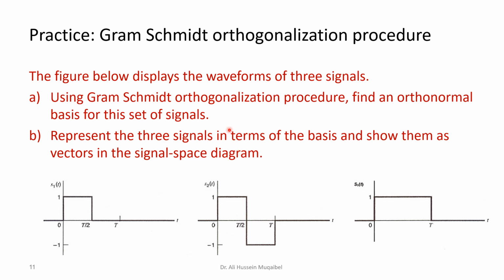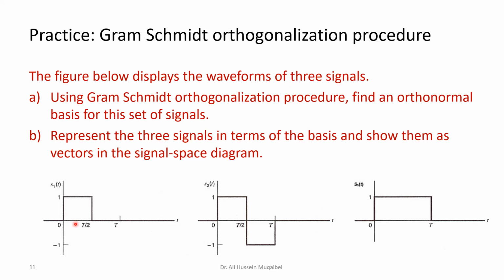The figure below displays the waveform of three signals. Using the Gram-Schmidt orthogonalization procedure, find an orthonormal basis for the set of the signals. Not only that, we need to represent the three signals in terms of the basis functions as we did in the previous example. So we need to show them as vectors in the signal space diagram. So 1, 2, 3, by inspection, maybe you can tell how many bases we can have, but then you can come up with the bases. And then once you come up with the bases, you need to draw the signal space and represent these three signals as points in the space. If you can do that, you will be in good shape.